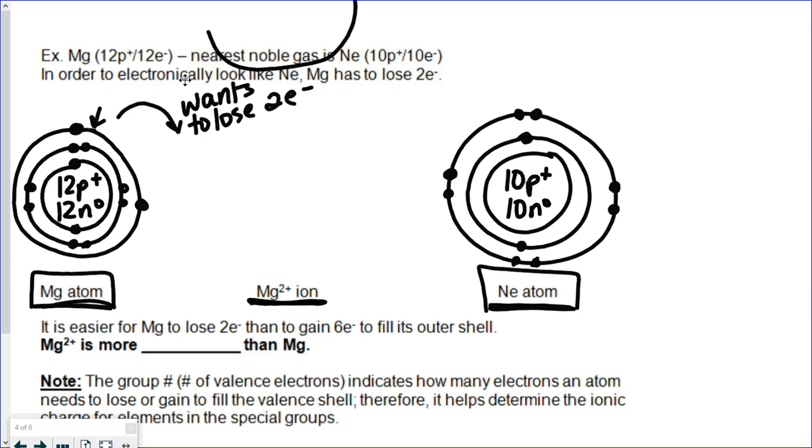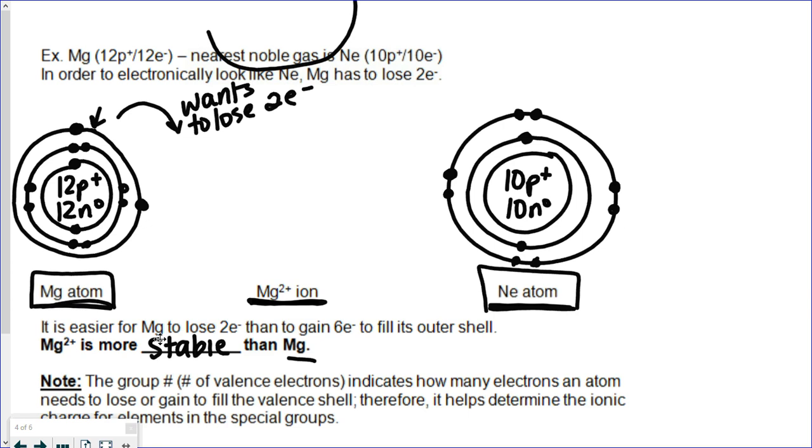So the magnesium atom wants to lose 2 electrons to become more stable. It's easier for magnesium to lose 2 electrons than gain 6 electrons to fill its outer shell. So magnesium 2+ is more stable than magnesium as an atom.